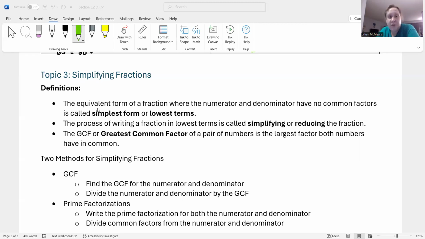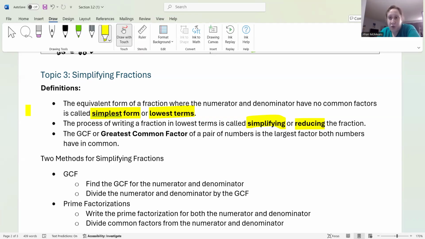Now, as for definitions, we have the equivalent form of a fraction where the numerator and denominator have no common factors is called simplest form or lowest terms. So if you want to reduce a fraction or simplify a fraction, our goal is simplest form or lowest terms. Now, the process of writing a fraction in lowest terms is called simplifying or reducing. So directions could say reduce your fractions, directions could say simplify your answers. Just know that either of those, your goal is to seek out lowest terms.